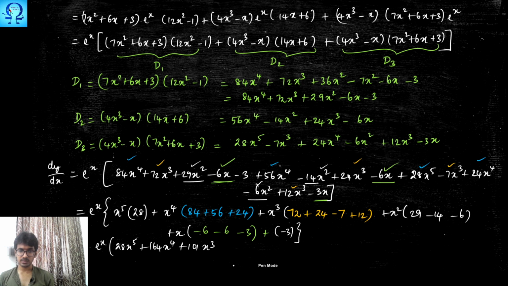right? The next is x square terms. In x square you have 29 minus 14 minus 6, and that happens to be 9. So it is 9x squared. Okay, and for x term you have all minus things, minus 6 minus 6 minus 3, so that happens to be minus 15. So minus 15x minus 3. So this is the required derivative.